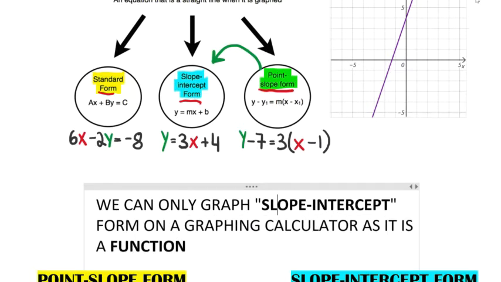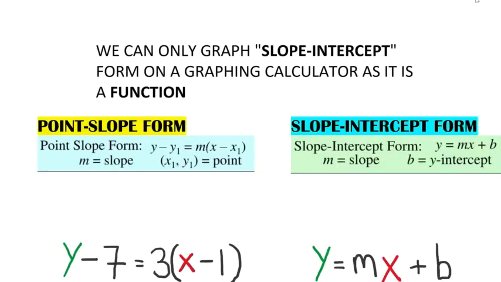Before we continue, it's important to know the difference between slope-intercept and point-slope. Slope-intercept, as you have seen all of second semester, is when you have a slope of m times x and a y-intercept at b.